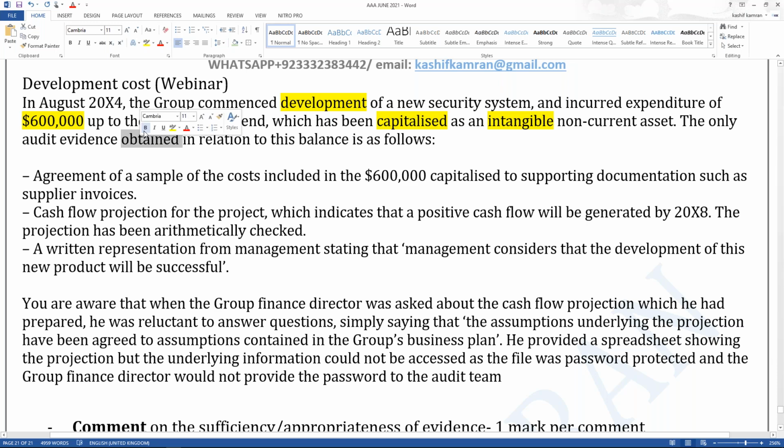So let's see what's the problem with the evidence obtained. Have the audit team obtained the right evidence for the development cost of 600,000, which has been capitalized, or have they taken a wrong evidence? Is the evidence adequate or not?